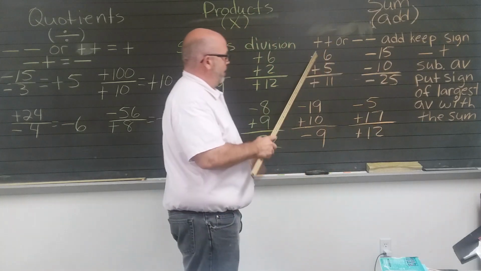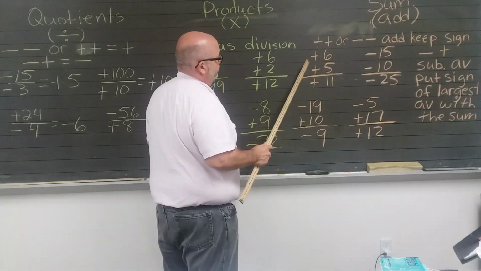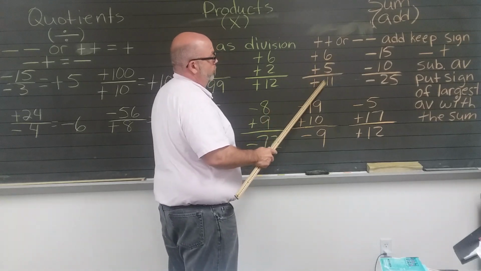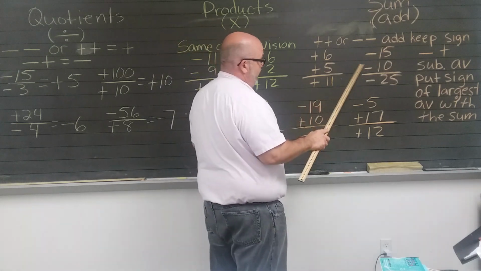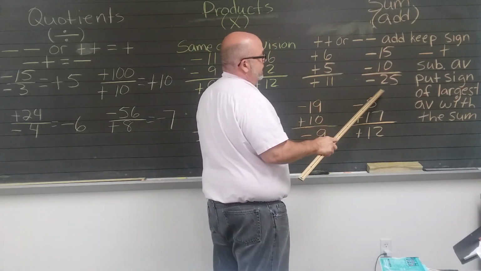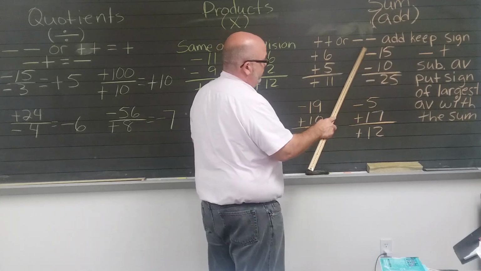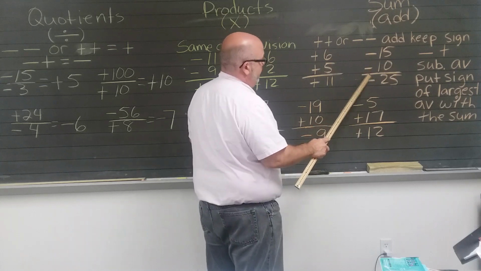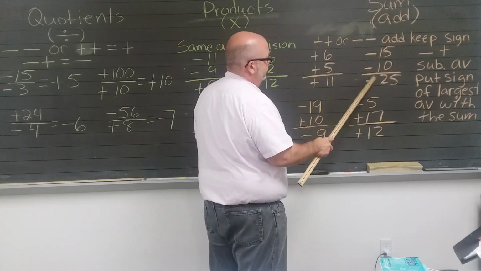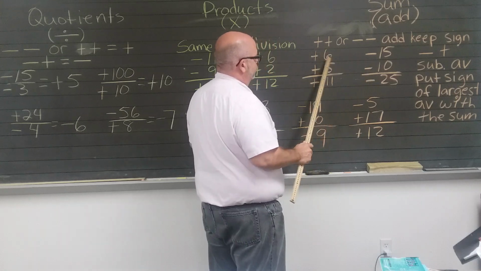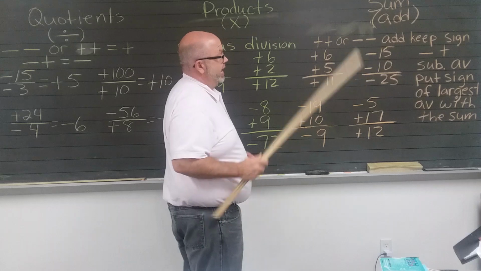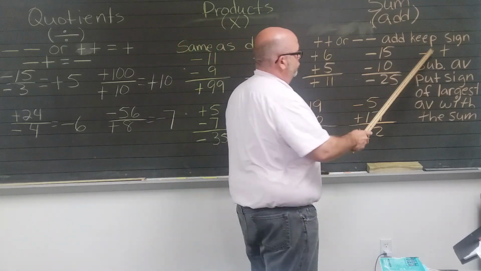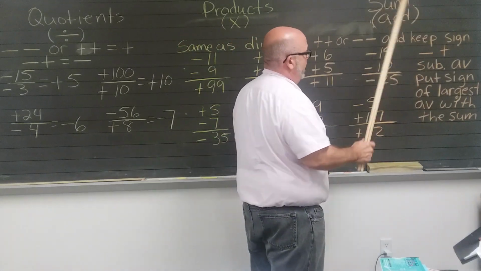So here you have two positives. Positive 6 plus positive 5 equals positive 11. Negative 15 plus negative 10 equals negative 25. So if the sign is the same, it stays the same. You just add, and it stays the same in the answer.